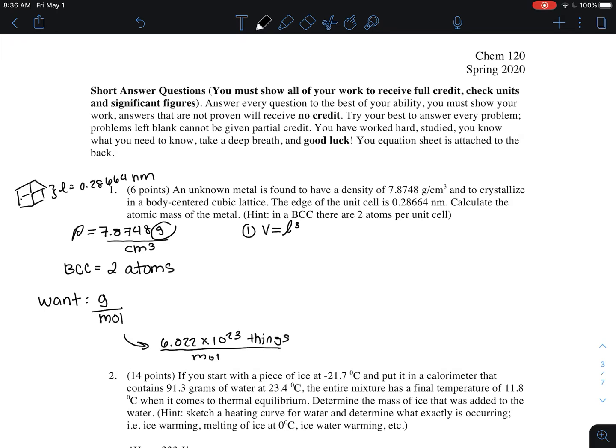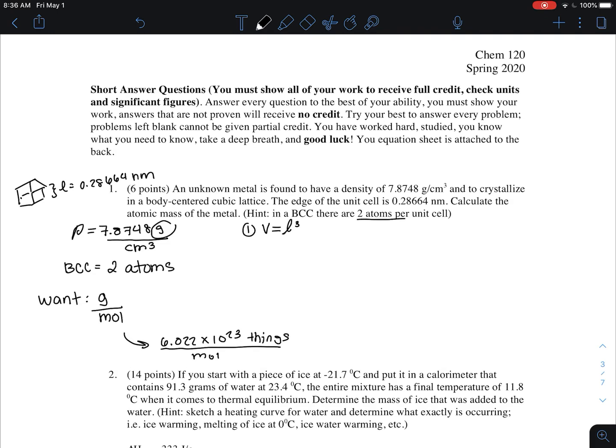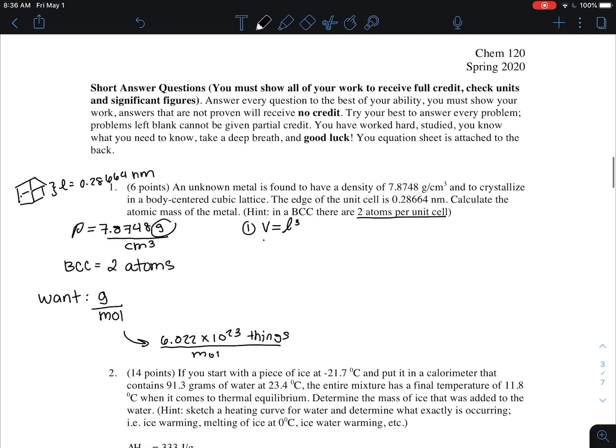2 things that I notice. I'm given my length, but in my density, it's in centimeters. My length is given in nanometers. So that means that I have to make sure that I convert to the proper units. So you can first convert and then find the volume, or do it all at once, doesn't really matter. Another thing that I want to point out is it was told to you 2 atoms per unit cell. This may or may not be given to you, and it's something that you have to remember for the exam.